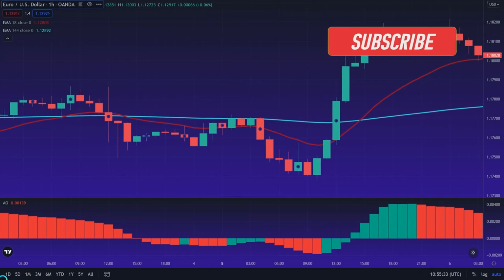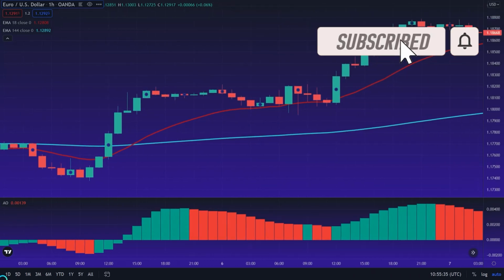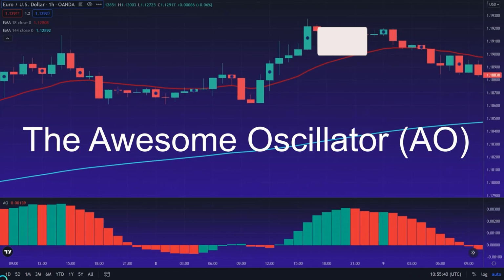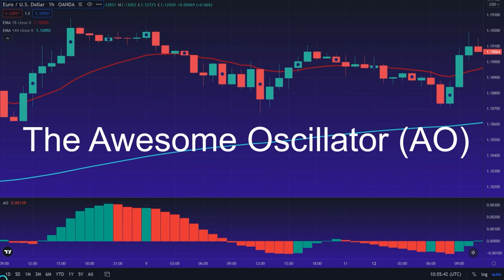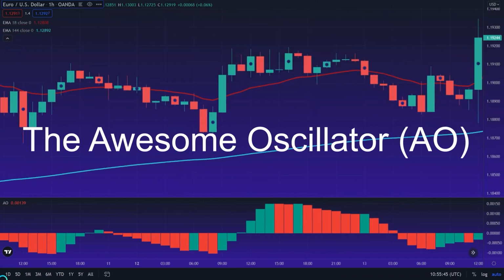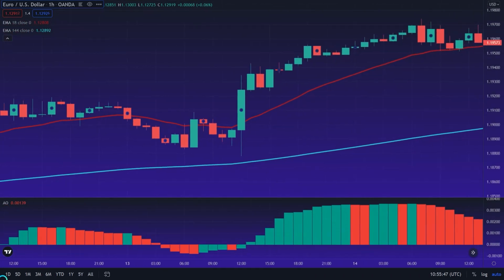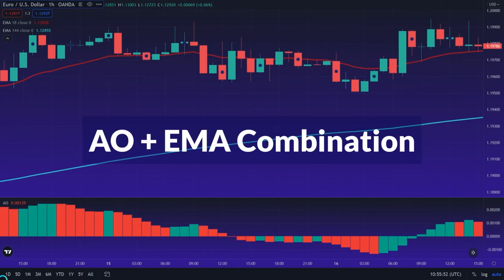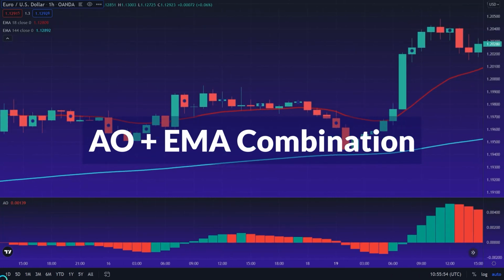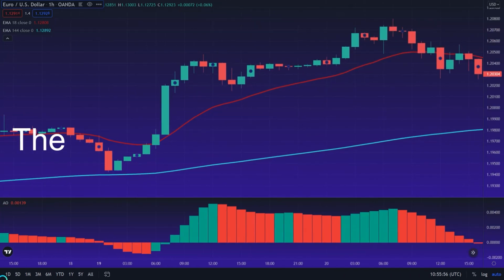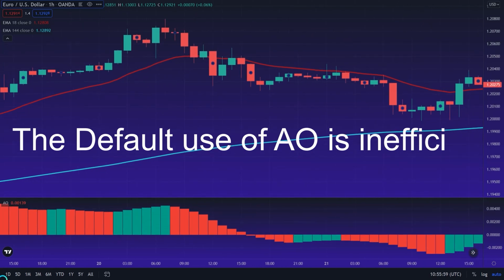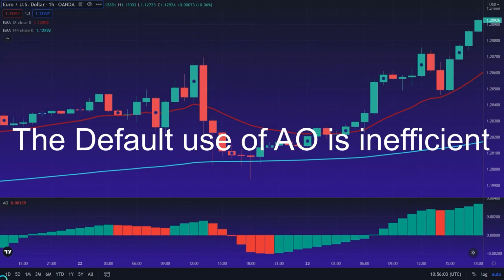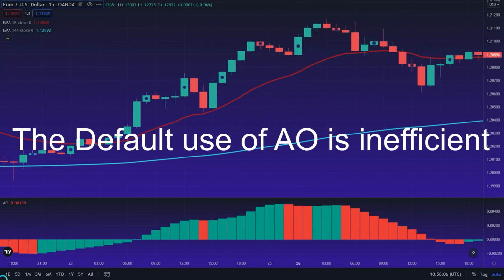In today's video, I will share a very interesting Awesome Oscillator strategy with you. It is a strategy that is unconventional because most people don't use the Awesome Oscillator this way, and they don't use this combination of entry and exit strategy either. And in my opinion, the basic use of the Awesome Oscillator is bullshit, and I don't really understand why people use it that way, because that doesn't seem to work.